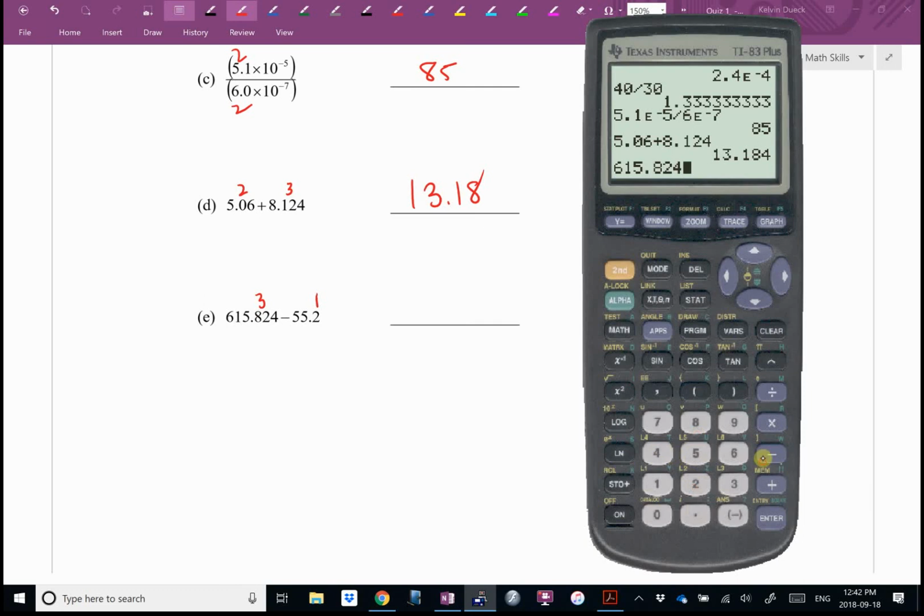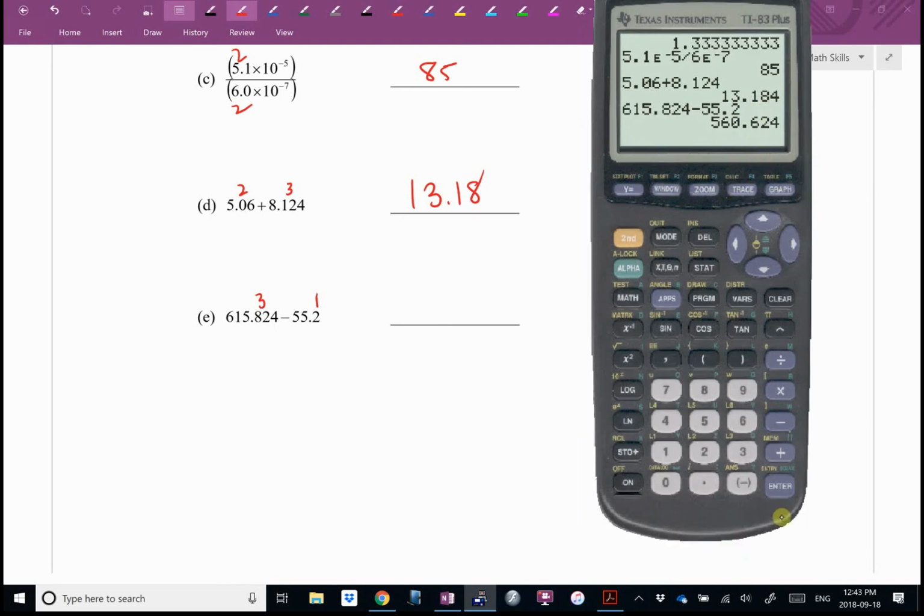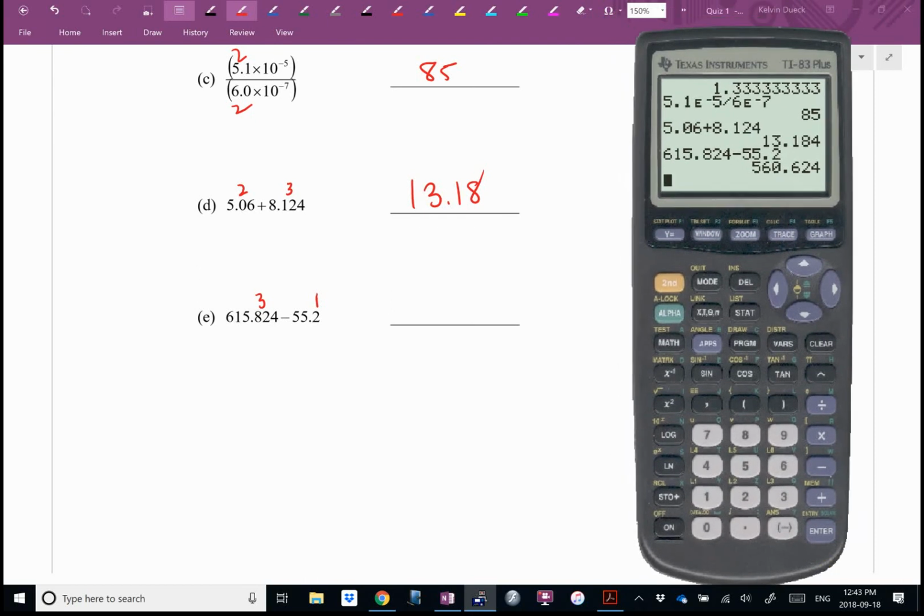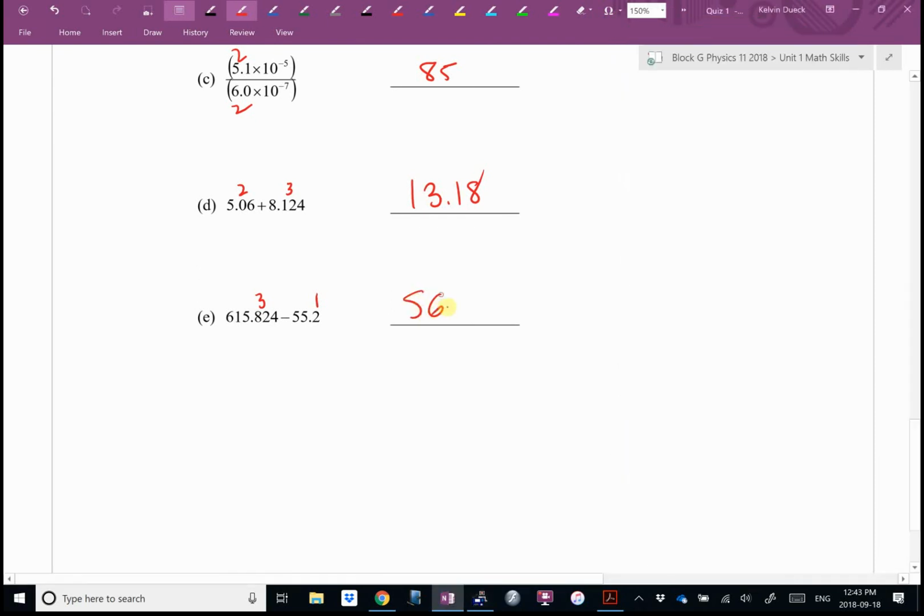615.824 minus 55.2. 1 decimal place. That's 6. Is that 6 going to stay a 6 or become a 7? It's going to stay.